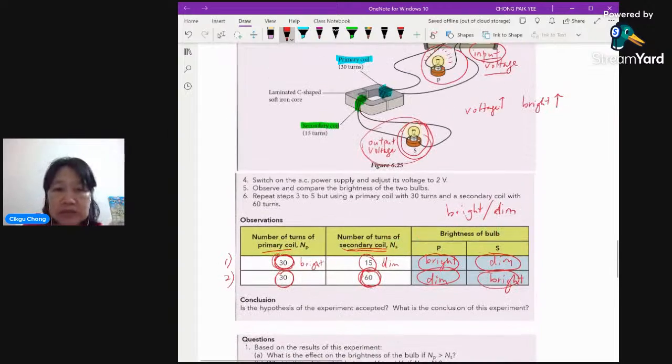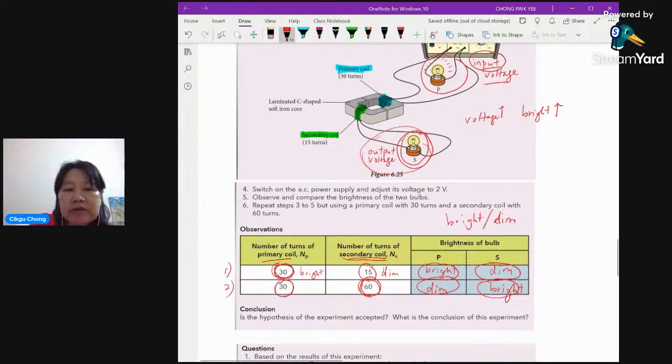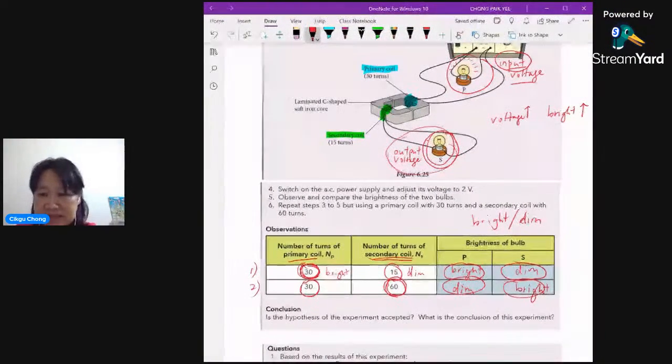Okay, so at the moment it's until here first, where you need to know that the brightness of the bulb depends on the voltage. If the voltage is high, your bulb will be bright. If the voltage is low, the bulb will be dim. That's how you get your answer. So you see the number of coils. If the number of coils is more, the voltage should be high. If the number of coils is less, the voltage should be low. So when the number of coils is less, you get it dim. When the number of coils is more, you will get it brighter. So yes, S is bright.